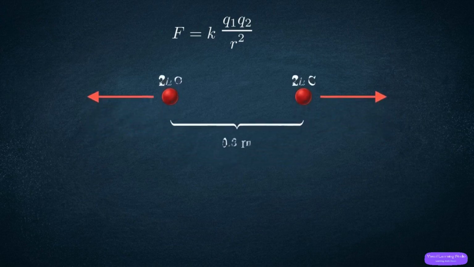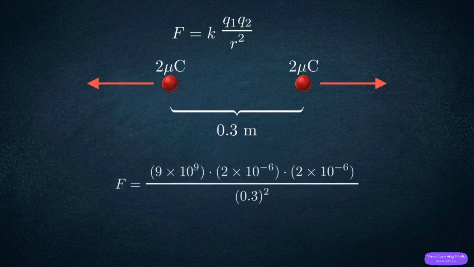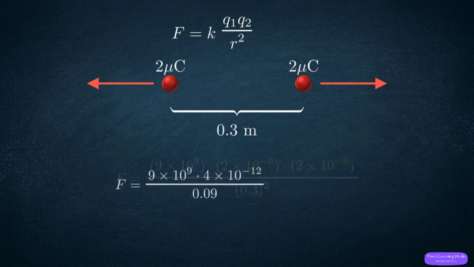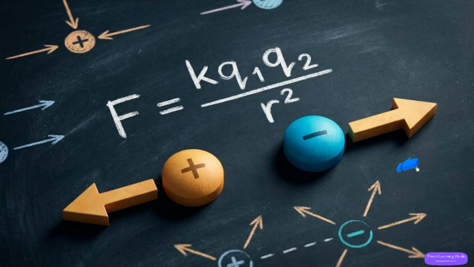Try this common exam problem. Find the force between 2 charges of 2 microcoulombs placed 0.3 meters apart. Pause and solve. The crucial step is unit conversion. Change microcoulombs to standard coulombs by multiplying by 10 to the negative 6th to reach the correct answer. This formula provides the mathematical framework needed to measure the intense forces connecting particles across any distance.